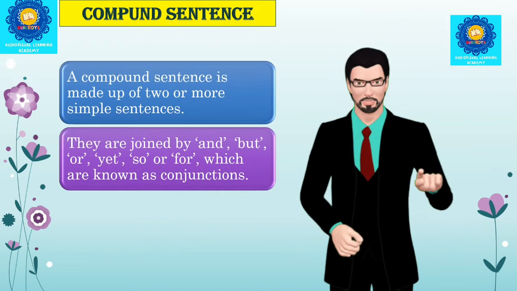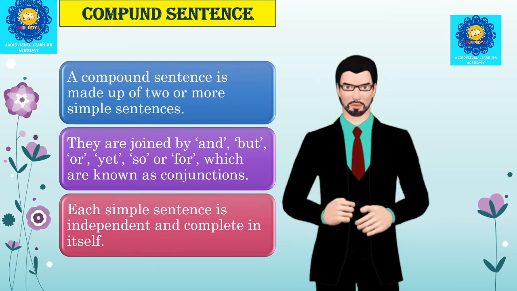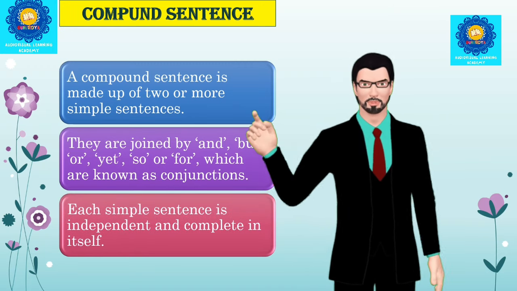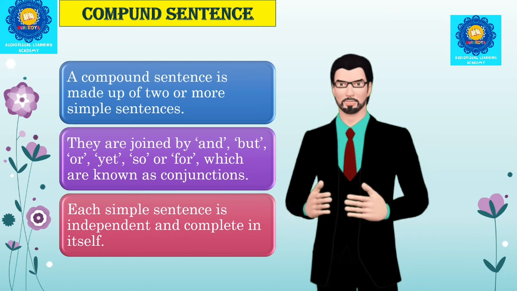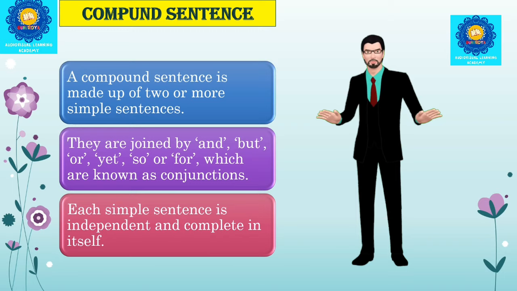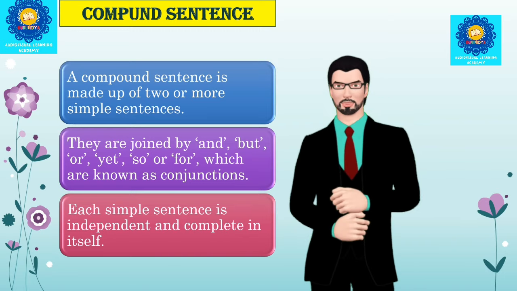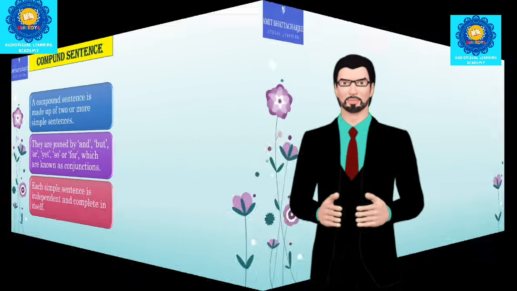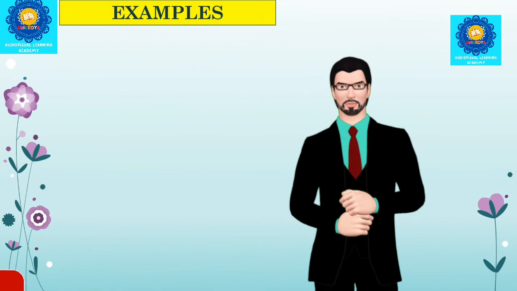Now I am going to explain about compound sentence. A compound sentence is made up of two or more simple sentences. They are joined by and, but, or, yet, so or for, which are known as conjunctions. Each simple sentence is independent and complete in itself. Let us see some examples.